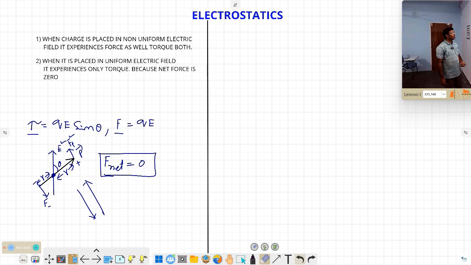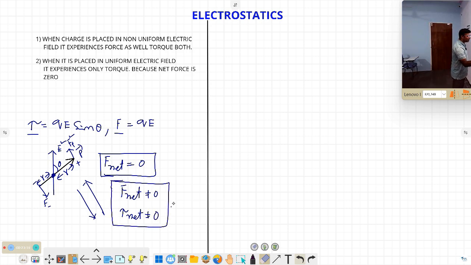But in the case of a non-uniform electric field, the net force will not be equal to 0, and the net torque also will not be equal to 0. So I can write this for the non-uniform electric field concept. And F net is equal to 0 and torque is not equal to 0 is the case we discuss for the uniform electric field concept. That is what happens when the dipole is placed in a uniform versus a non-uniform electric field.